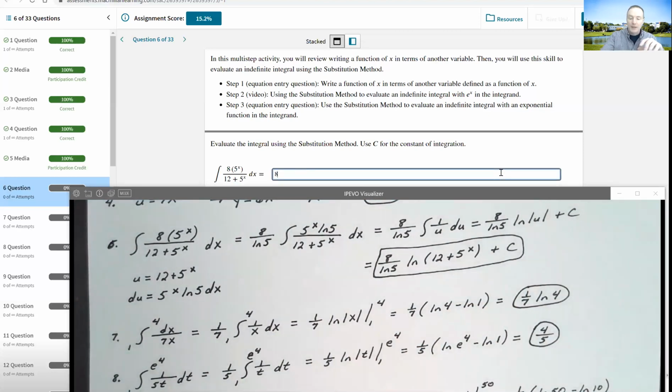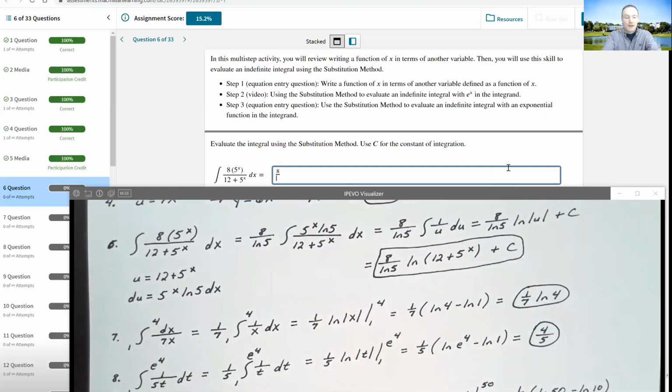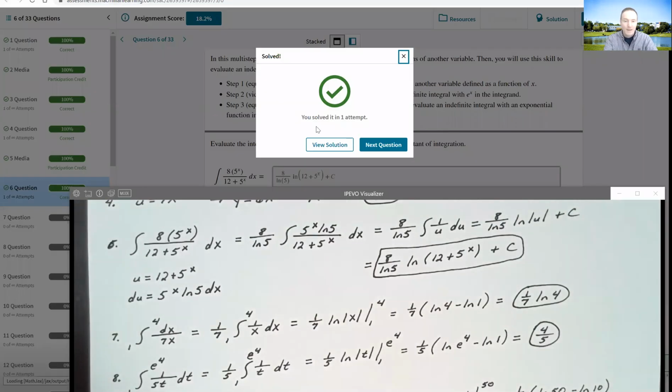I try entering that in here, 12 over the natural log of 5, and then we have times the natural log of the group, 12 plus 5 raised to the x power. And then we just get out of that parenthesis and say plus the constant of integration. This should represent the answer that they want, assuming I've typed everything in correctly. And it does.